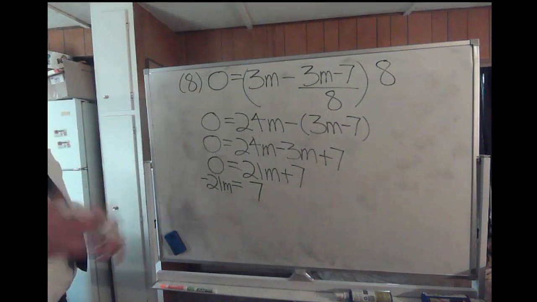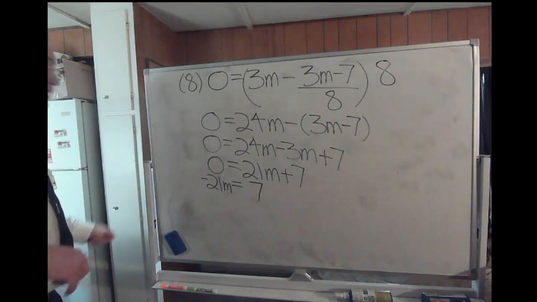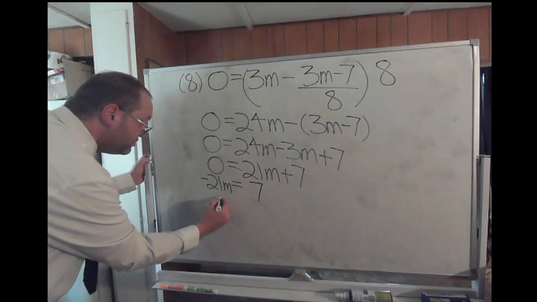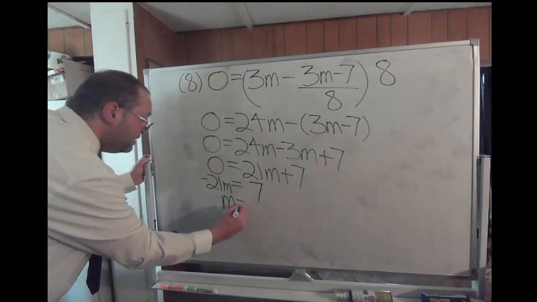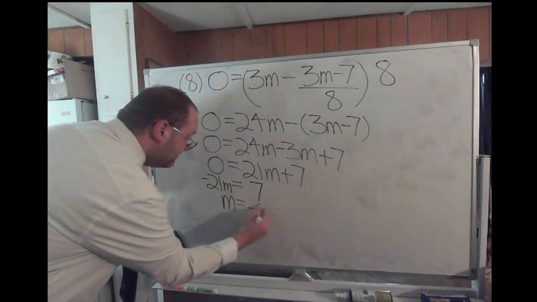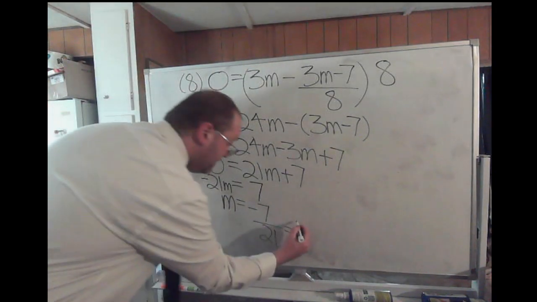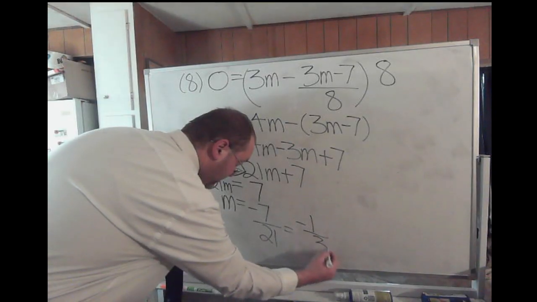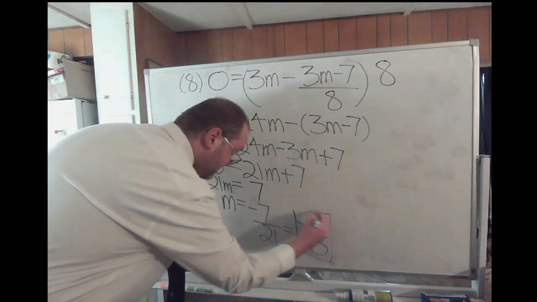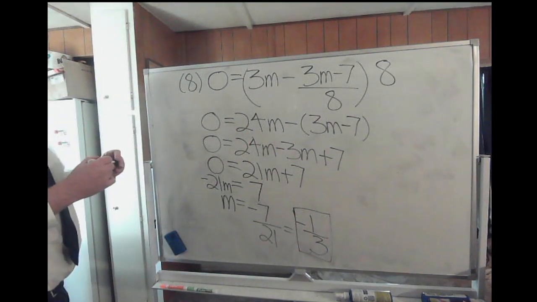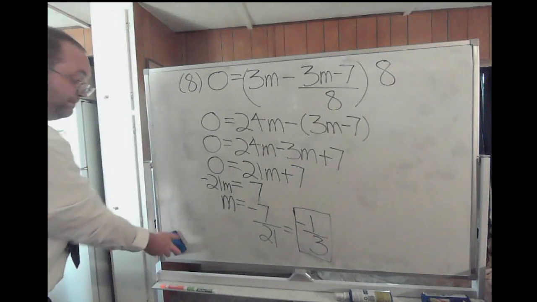You got to divide both sides by negative 21. Divide the left side by negative 21, you get m. That's going to be equal to negative 7 over 21, or simply negative 1/3. So the answer you should get for this would actually be negative 1/3.